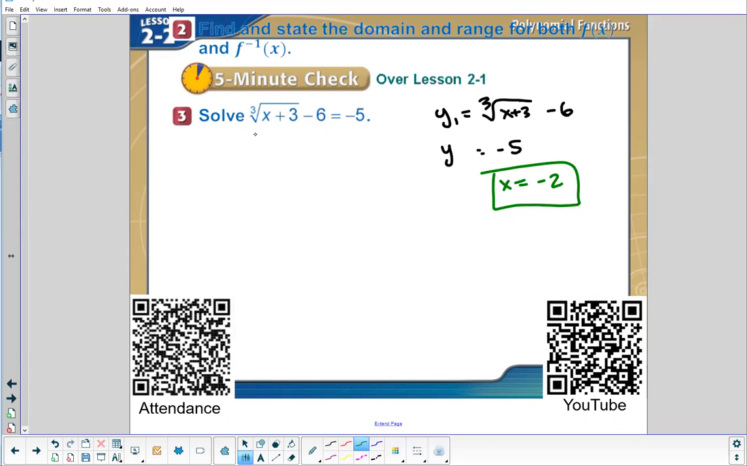Okay, now let's solve this by hand. If you're going to solve this by hand, we got to get rid of the outside stuff first. So, how do you get rid of a -6? What's the opposite of -6? +6. So we're going to add 6 to both sides. Which means we have the third root of x plus 3 equals, I'm getting here, +1.